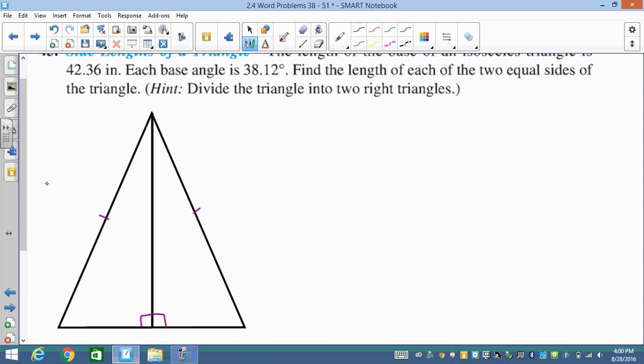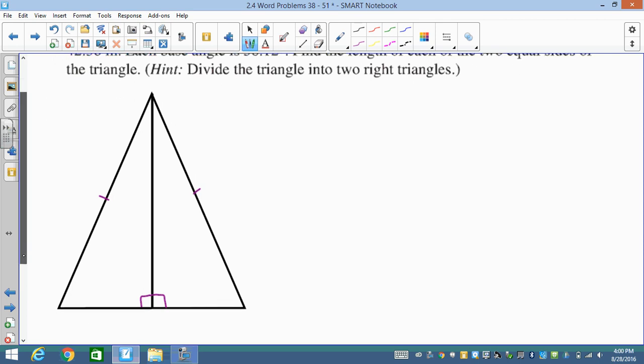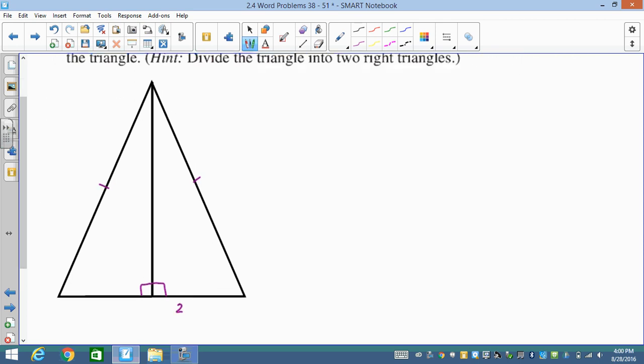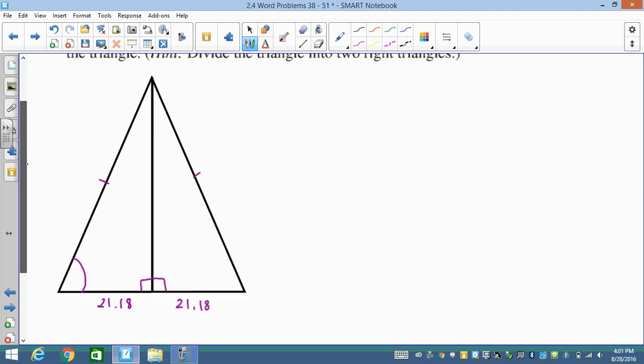This is 42.36, so half of 42.36 is going to give us 21.18. So this is 21.18 and this is 21.18, giving us the full length of 42.36. All I did was divide it in half, 42.36 divided by 2. Now, these base angles, they're telling us both of these base angles are 38.12 degrees.